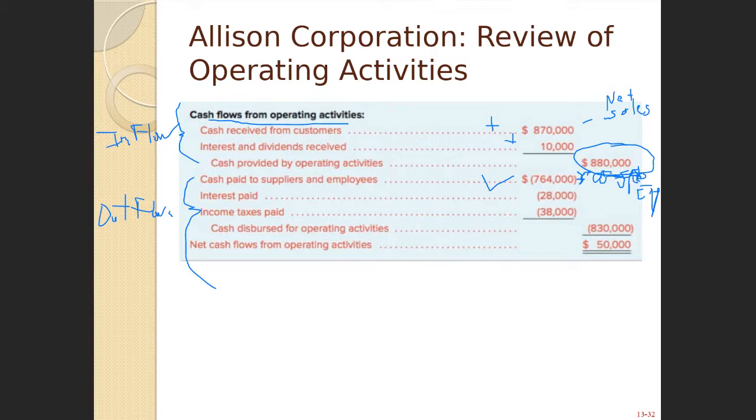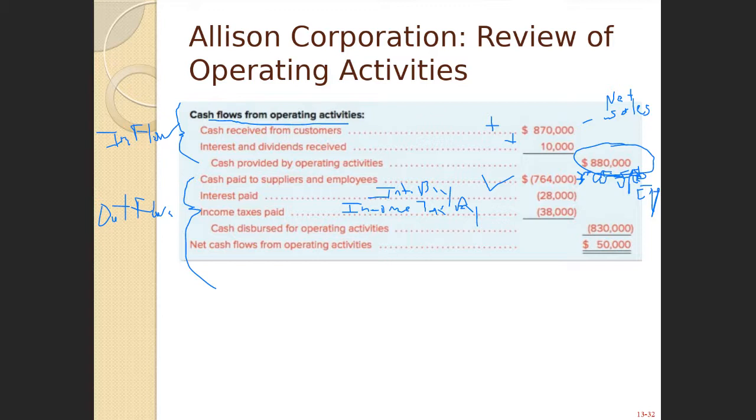Then we unaccrued the interest expense by looking at, remember, the interest payable on the balance sheet. Always handled the same way. We unaccrue the interest payable. Then for the income taxes paid, we basically unaccrued the income taxes payable account. Again, when we unaccrued it, we came up with a net cash outflow of $38,000.